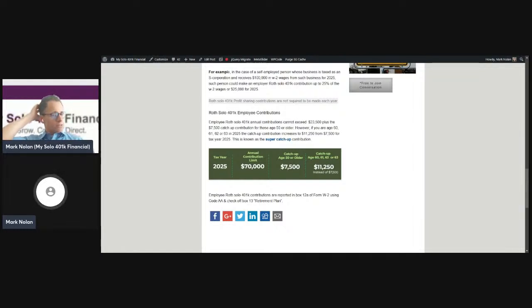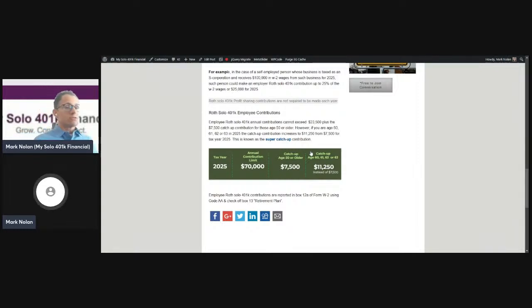If you're age 50 or older, you can do an additional catch-up contribution of $7,500 on top of that $23,500. Now there's a new super catch-up for those who are a certain age in 2025. So if you are age 60, 61, 62, or 63 in 2025, instead of making the $7,500 normal catch-up contribution, you can do the super catch-up contribution of $11,250. And that's on top of the $23,500 contribution.